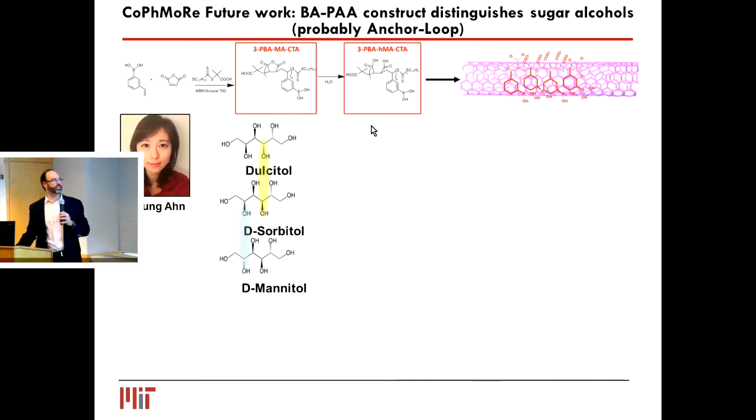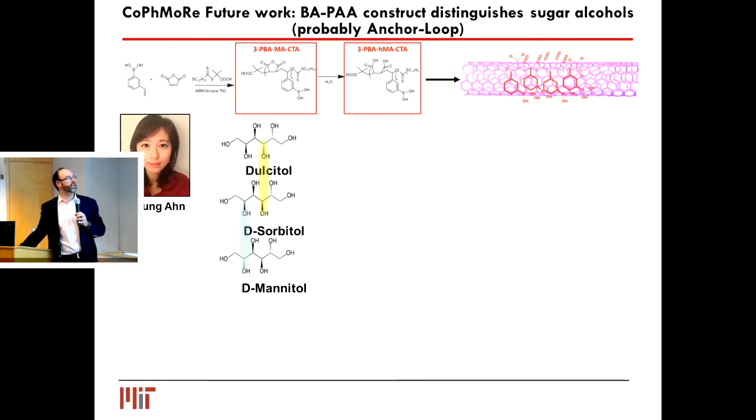We're writing up this paper now. This is a corona phase that can recognize carbohydrates. We're writing a paper on carbohydrate recognition. This is just supposed to impress upon you how powerful CoPhMoRe can be. Probably the most difficult molecular recognition problem you can think of involves carbohydrates. They're notoriously difficult to selectively absorb. So this is an example.